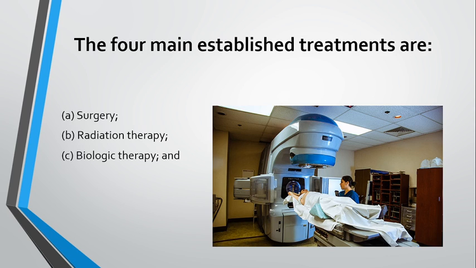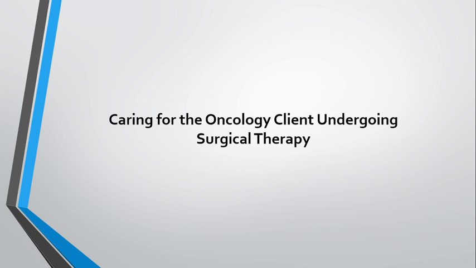Next is biologic therapy. So biologic therapy is to give certain biological substances that will help to destroy the cancer cells and boost the patient's immunity. Next is chemotherapy. So chemotherapy is to administer anti-cancer cytotoxic drugs which will go and kill the cancer cells. So these are the 4 main established treatments for patients suffering from cancer. So now we'll first see care for patients undergoing surgical therapy.